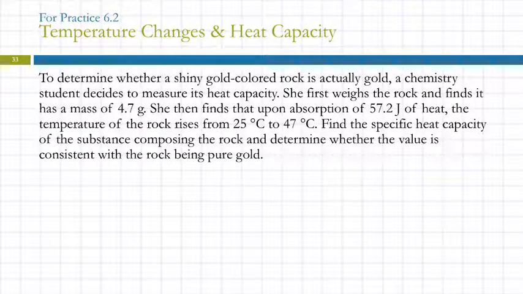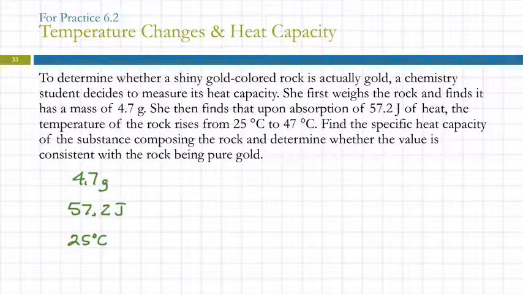So we'll pull the numbers out. I've got 4.7 grams, and I've got 57.2 joules, and I have 25 degrees Celsius, and I have 47 degrees Celsius. Those are all the numbers in there, right? And so let's label these. 4.7 is what? Grams. It's the mass, right? Gram is a unit of mass, and it even says it has a mass of. So we'll call that M for mass.